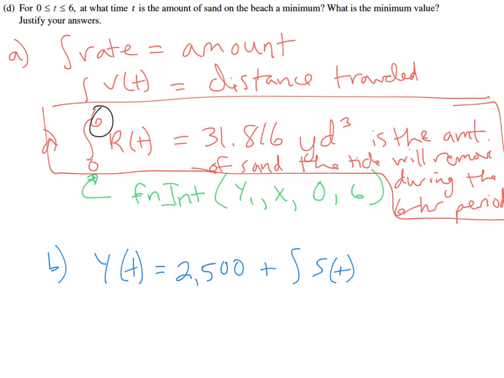So the integral of S of t is going to give me the amount, integral of my rate of change of how much is being added. And that's going to be from 0, instead of to 6, I'm going to do from 0 to t. And then I'm going to subtract my integral from 0 to t of my removal function, r of t. And that right there gives me my total amount that will be on the beach.